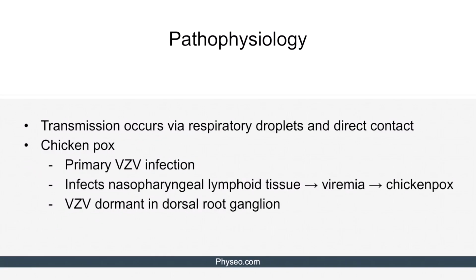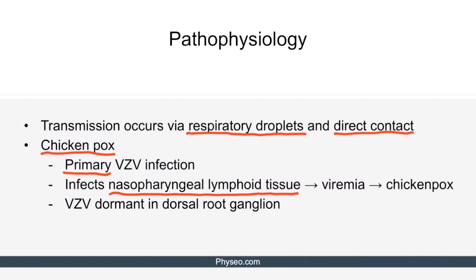Now, the virus is transmitted via respiratory droplets and direct contact with an infected person during the infective stage of the disease, which starts 1 to 2 days before the onset of a rash. Now, chickenpox is the primary infection, which occurs during childhood, and the virus infects the nasopharyngeal lymphoid tissue and later disseminates, causing viremia and chickenpox.